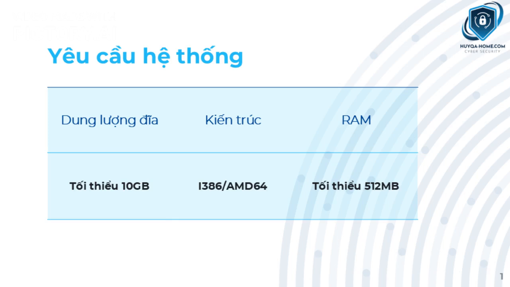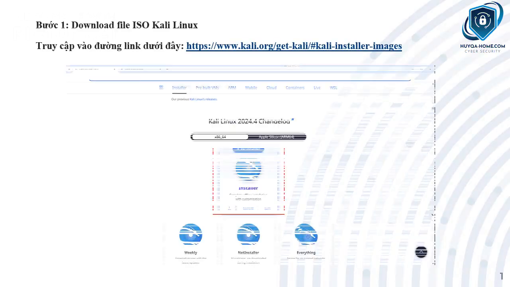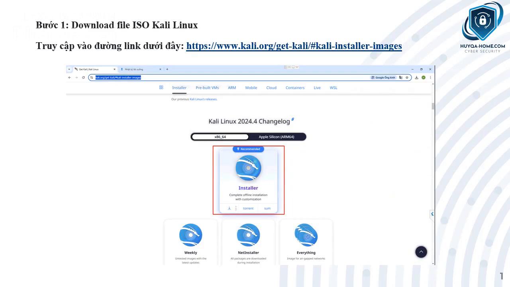Before installation, ensure your system meets the minimum requirements: 10 GB disk space, 512 MB RAM, and i386 or AMD64 architecture. First, download the Kali Linux ISO file from the official website. The link is provided here.